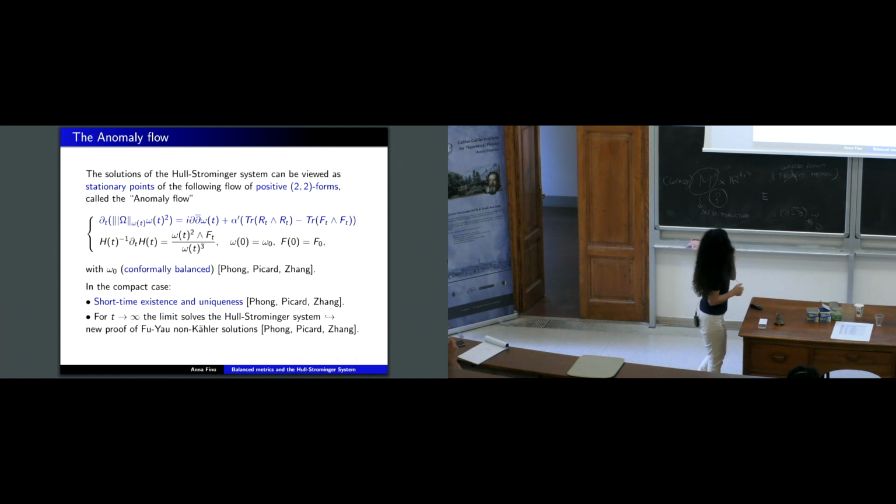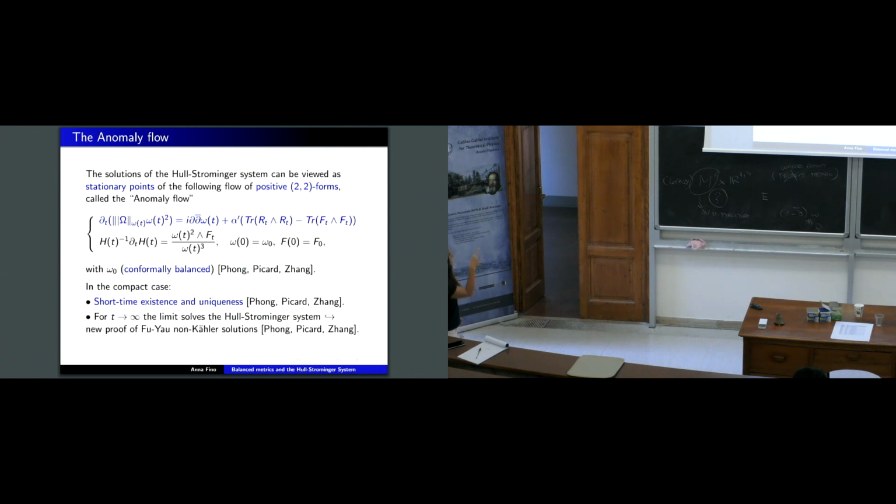Okay, I will just mention that the solution of the Hull-Strominger system can be viewed in relation with a geometric flow, what is called the anomaly flow, introduced by Fei, Phong, and Picard, and Zhang. You see, you have a coupled flow. You ask that the solution corresponds exactly to the stationary point of the flow. You flow the metric omega, and you flow also the metric h on the holomorphic bundle.